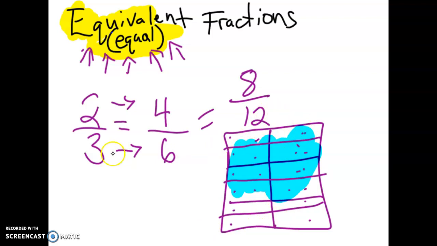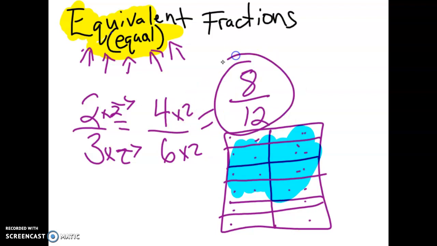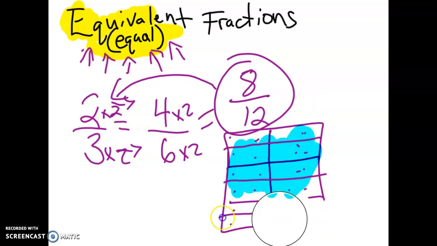Now, think about how we went from 3 to 6. We multiplied by 2. Well, guess what? We multiplied by 2 again. 6 times 2 is 12. The top is the same: 2 times 2 is 4, and 4 times 2 is 8. We could go on forever. We can make this a really, really small picture with small pieces, but it'll always be equivalent to the 2/3.